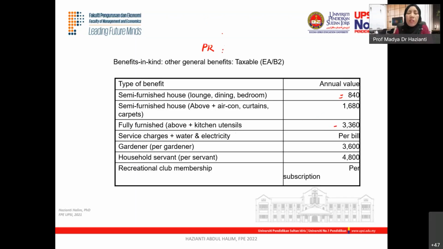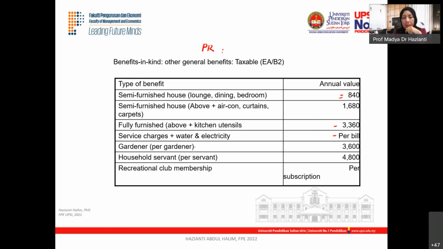Number saya tak ingat lah, nanti I show you lembaga hasil punya website. Dia ada macam-macam jenis public rulings. Dalam tu adalah the detail macam mana they come up with this figure. Alright, if the employer pay the service charges and water and electricity, so the amount that is taxable is per bill.